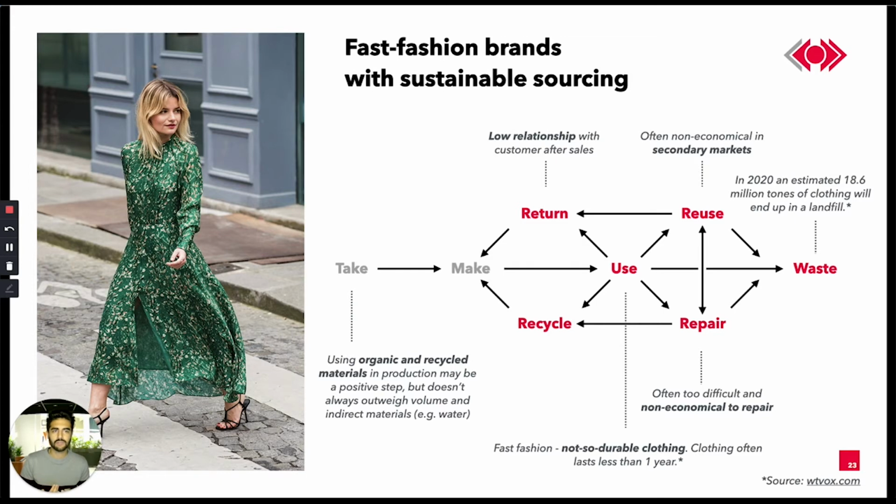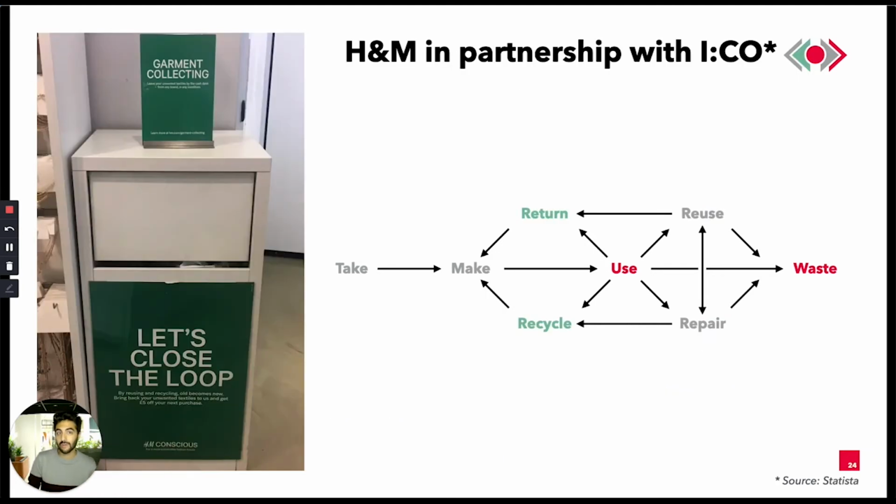Looking at the other aspects of the life cycle, it's often not economical to repair or resell fast fashion clothing due to its limited economic value. And of course, the returning of it back to the manufacturer is difficult due to the poor relationship with customers after sales. So this business model has a lot of room for improvement. And that's exactly what H&M did in partnership with ICO. So ICO is a recollection solution that exists in a lot of H&M stores where consumers can return garments or bags of garments in exchange for a discount.